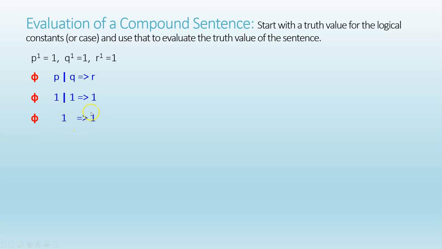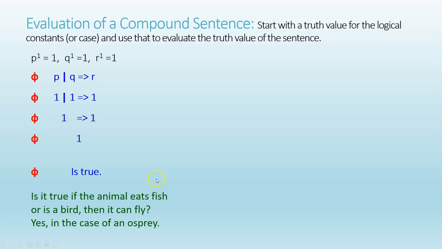Now you look at the implication. Remember our rule. An implication is only false if the consequent is false when the antecedent is true. Well, that's not the case here. They're both true. So that means the implication is true. And so we say that sentence evaluates to true under this truth value assignment. Is it true that if an animal eats fish or is a bird, then it can fly? Yes, in the case of the osprey. That means under this truth value assignment, this sentence has a value of true.